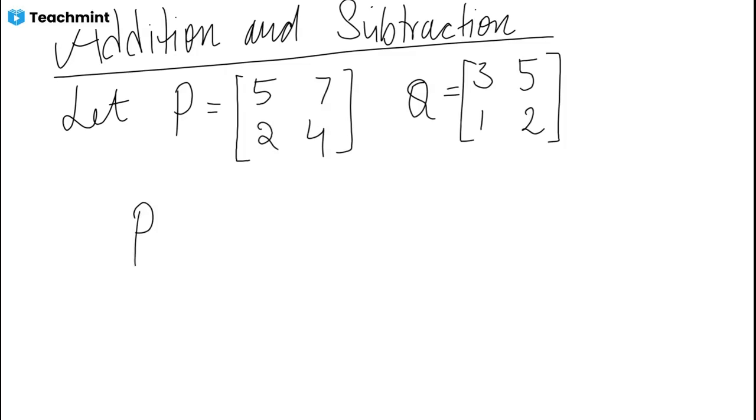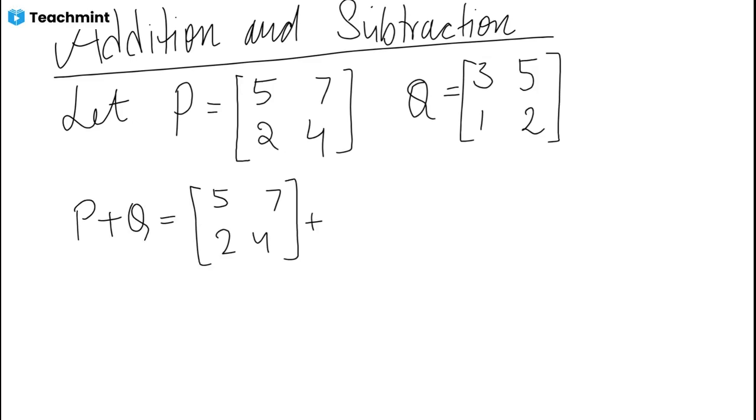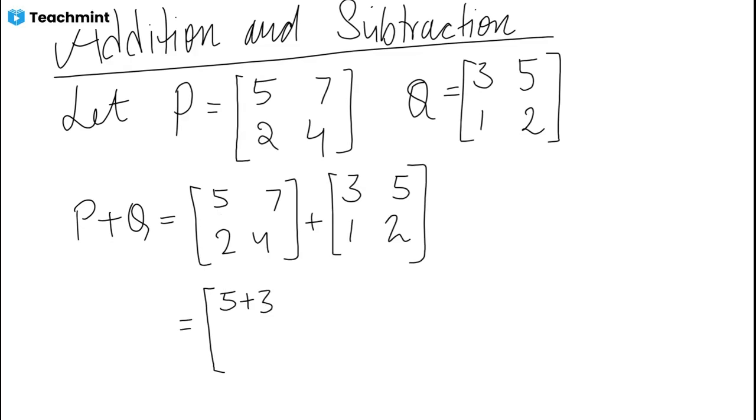So P plus Q: 5, 7, 2, 4 plus 3, 5, 1, 2. We'll add corresponding elements. Corresponding elements means we add 5 with 3, 7 with 5, 2 with 1, and 4 with 2, the elements of the same place in both matrices. Are you getting me? Yes, yes.